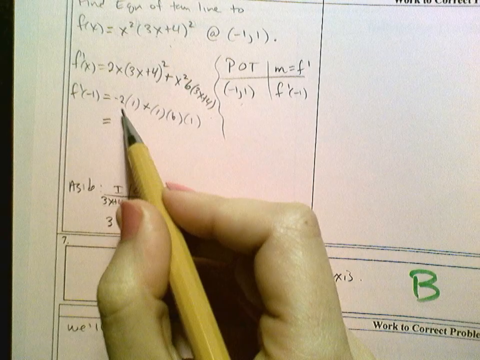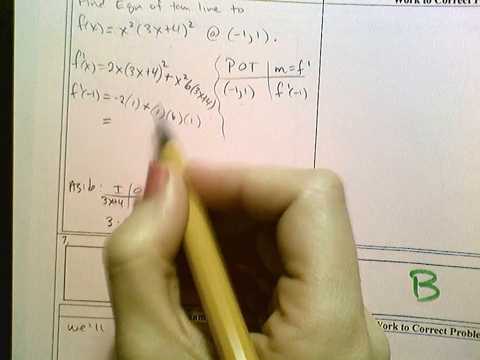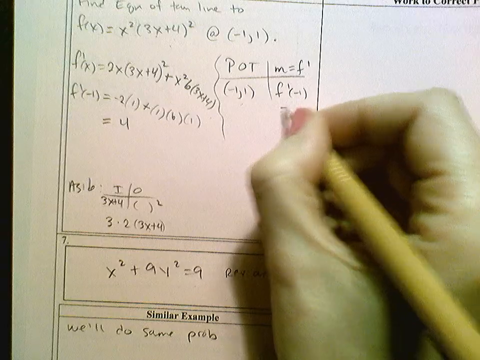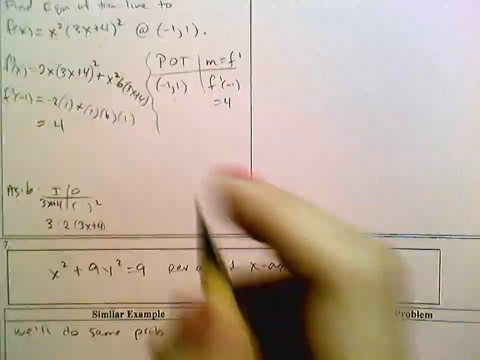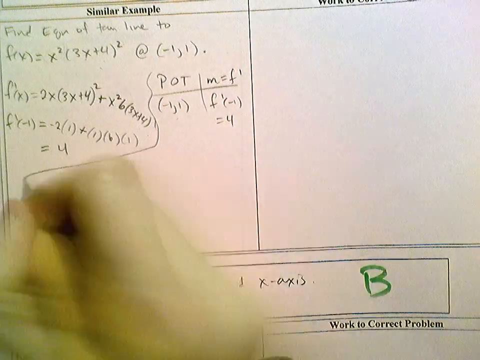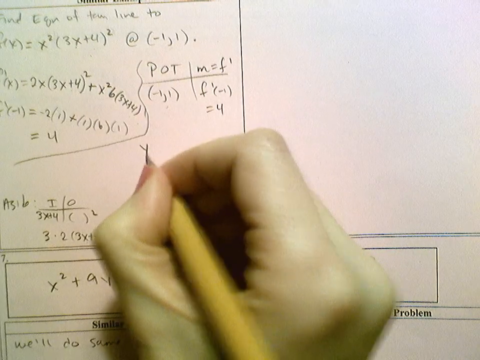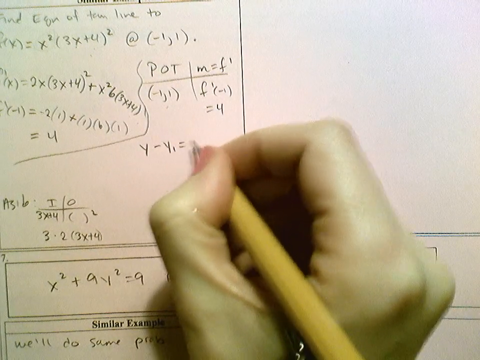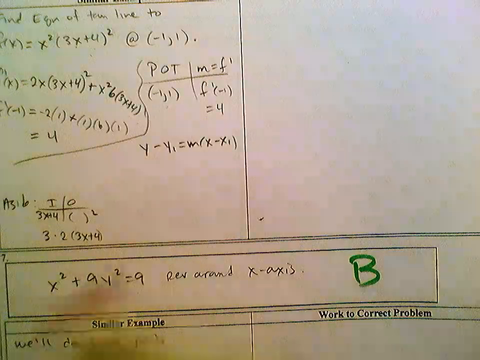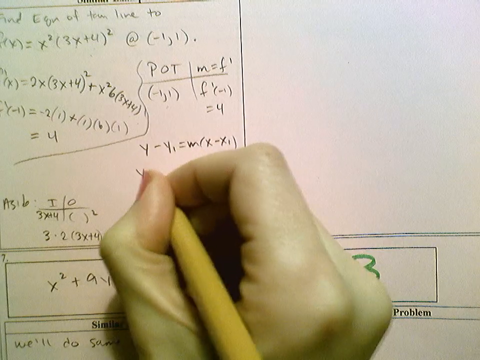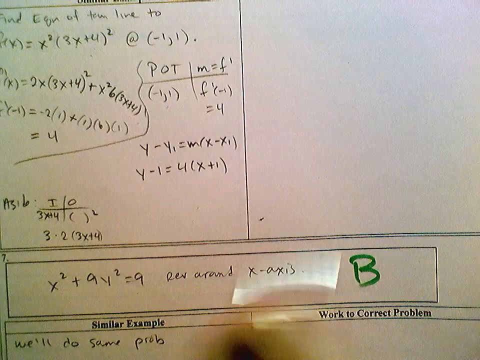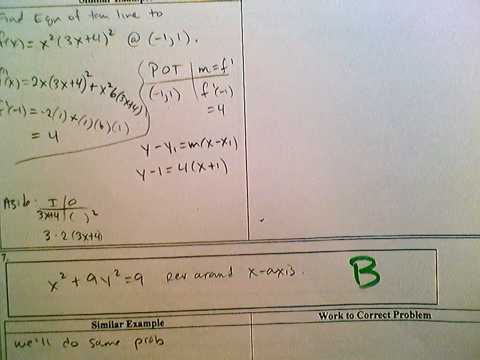Yep, so then this will be 4. Okay, and then you've got to do y minus y1 equals m times x minus x1. This is called the point slope formula. So y minus 1 equals 4 times x plus 1, because you're going to subtract a negative 1.